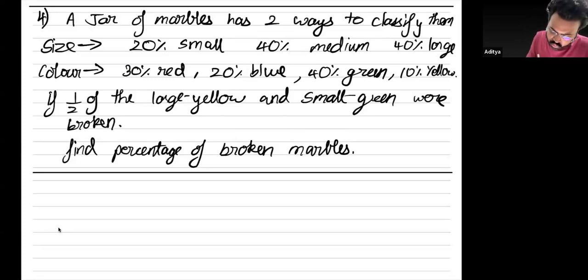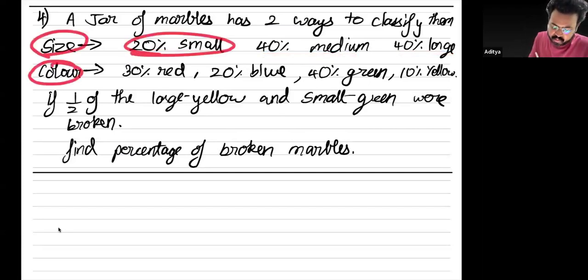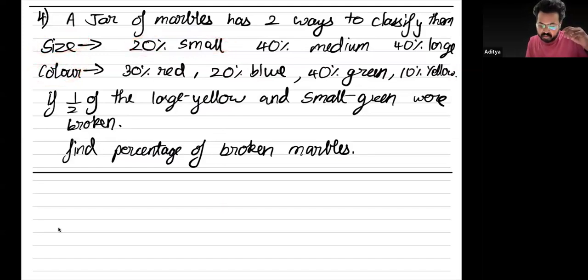Okay, so here you have to understand that of all the sizes, these are independent. Size and color are independent. Without actually considering these two as independent, these two ways to classify the marbles as being independent, this question cannot be solved. Okay.